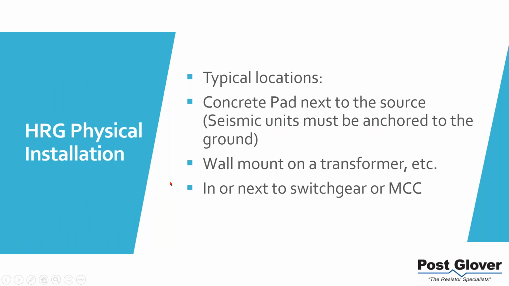So let's move on to physical installation of high resistance ground. This is more complicated. There are more steps to it, but I just want to go through typical locations: the concrete pad next to the source. Once again, for all resistance ground, that's where you kind of want it. That's the most ideal situation. Seismic units must be anchored to the ground once again.